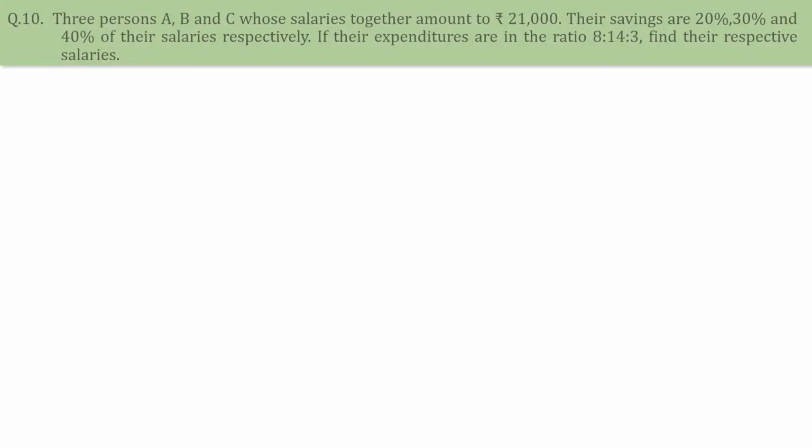Let's start with the new question. The question says 3 persons A, B and C whose salaries together amount to rupees 21,000. Their savings are 20%, 30% and 40% of their salaries respectively. If their expenditures are in the ratio 8 is to 14 is to 3, find their respective salaries.